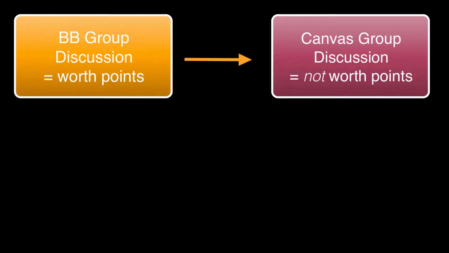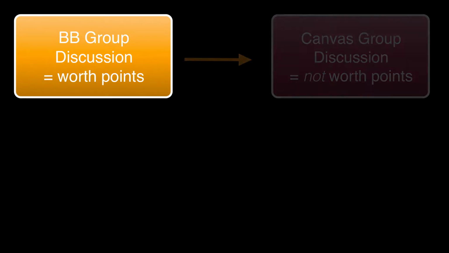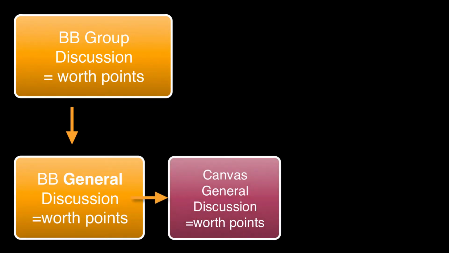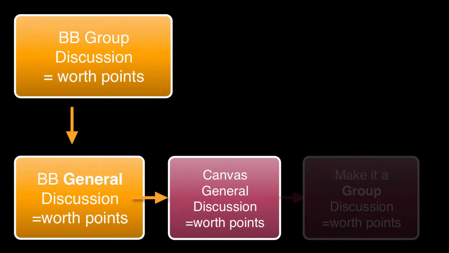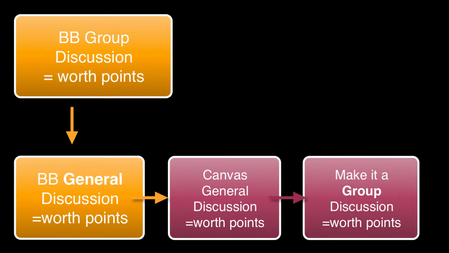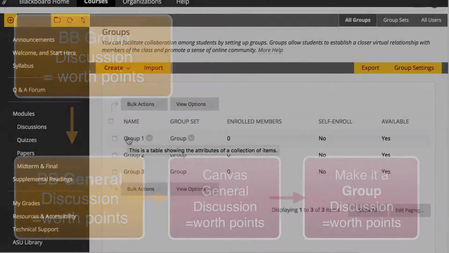You'll first need to copy your group discussions into the general course forum, the one available to everyone. That way, Canvas will recognize that it needs to be worth points. Then, when you import it into Canvas later, you can just go to the discussion board settings and tell it to be a group discussion. So I'll walk you through all that.